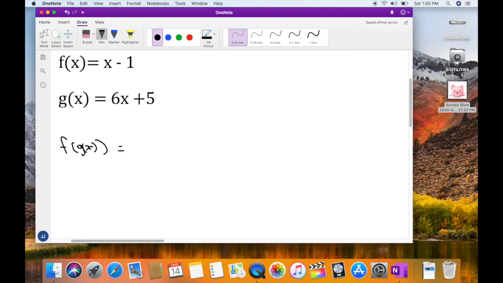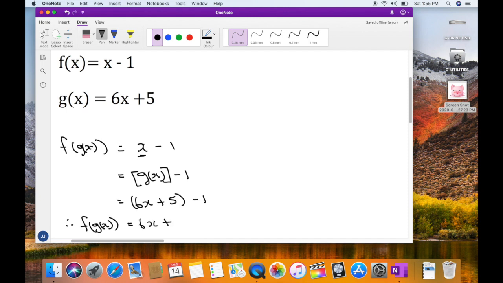So I'm going to take the f of x, which is x minus 1, and anywhere I have this x, I'm going to put the g of x. So g of x minus 1, right? That's wherever I have x, yeah? And so the g of x is actually 6x plus 5 minus 1. Therefore, the f of the g of x will be equal to 6x plus 4.